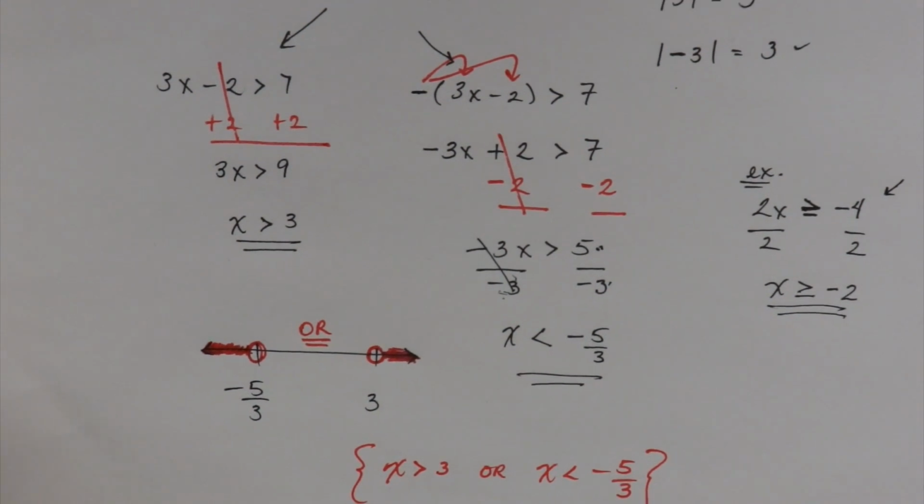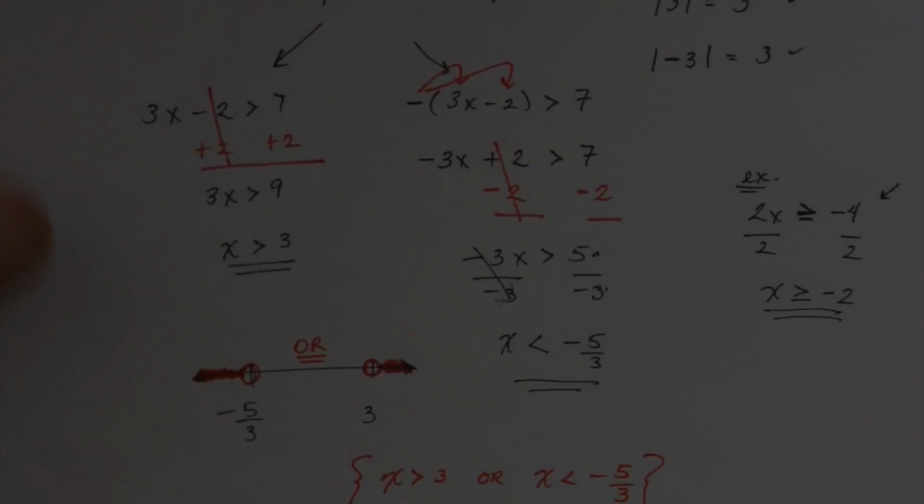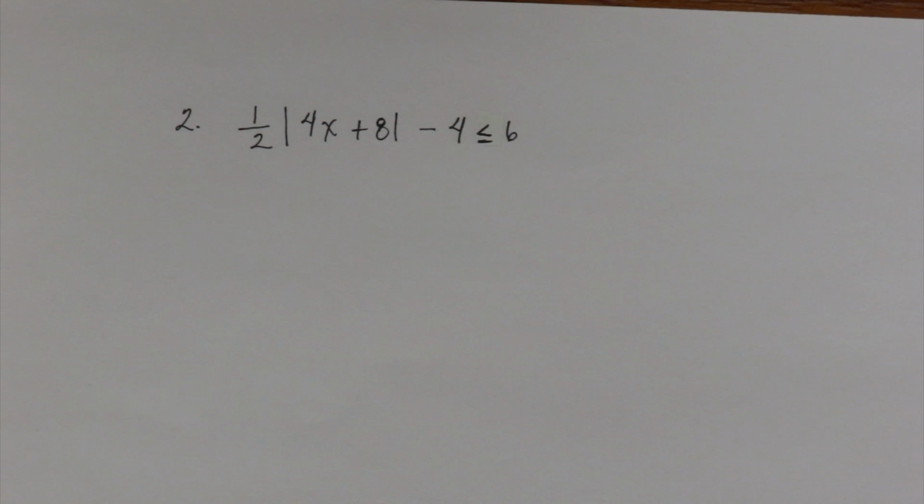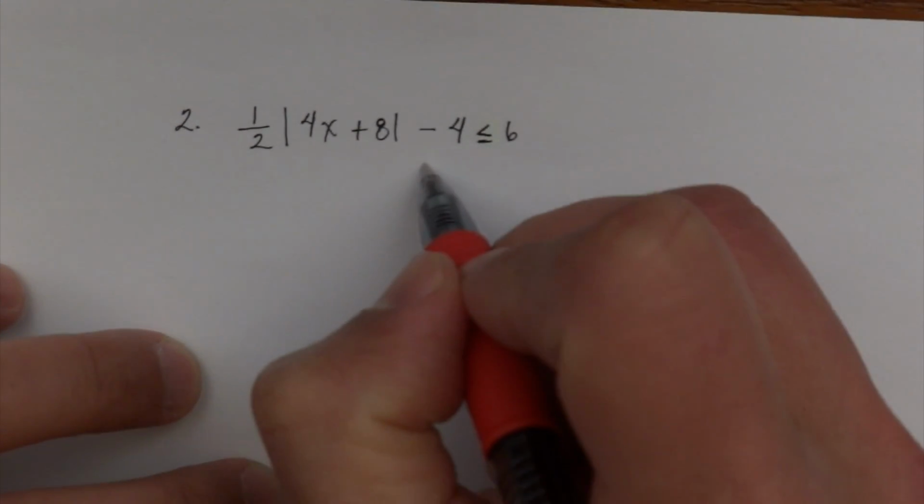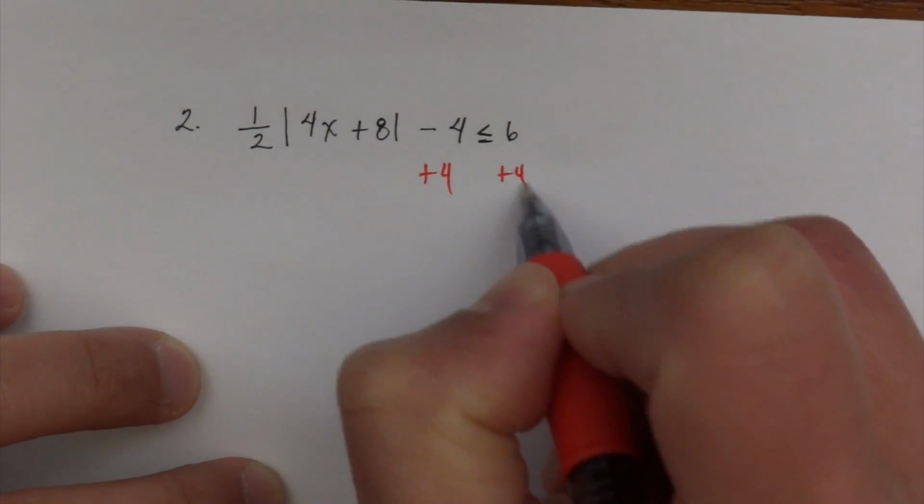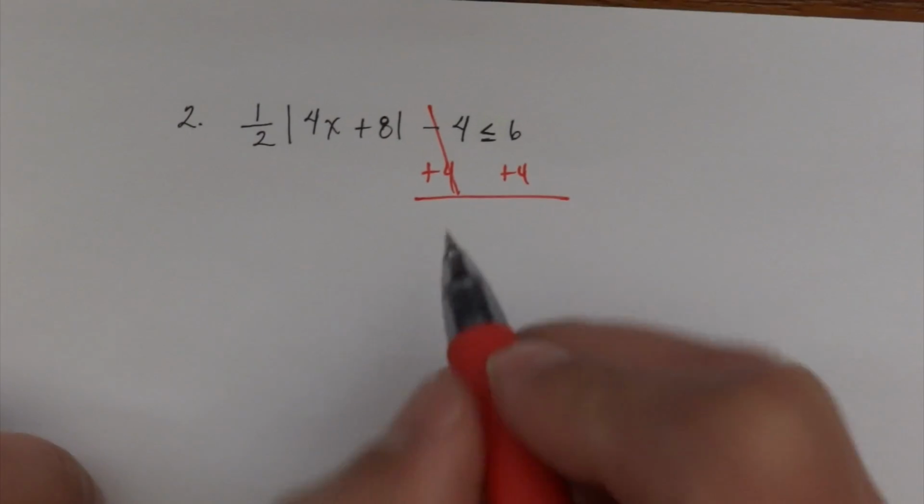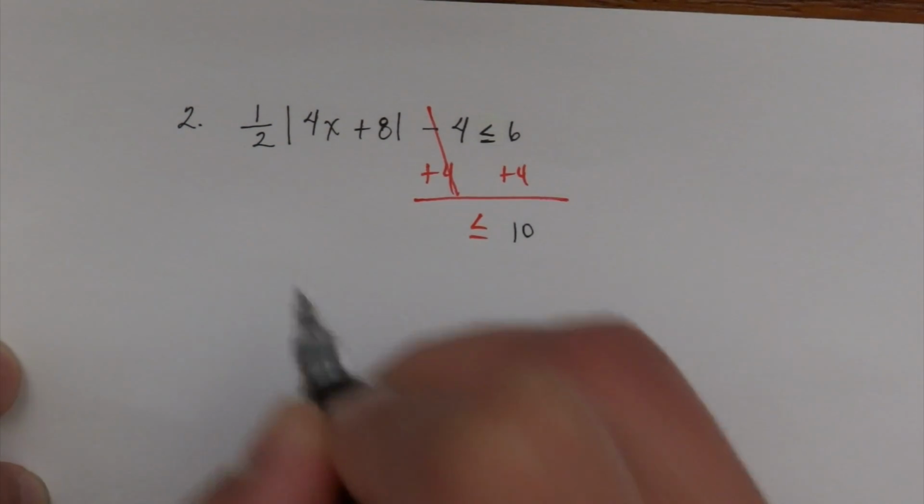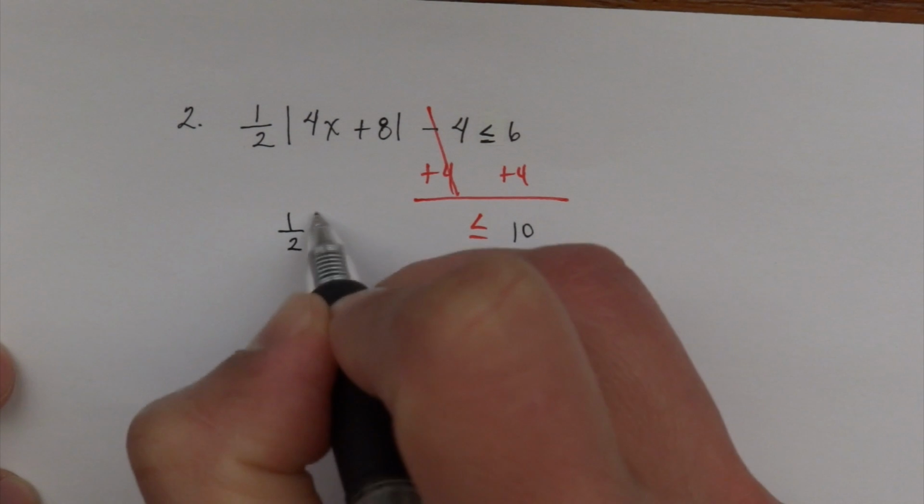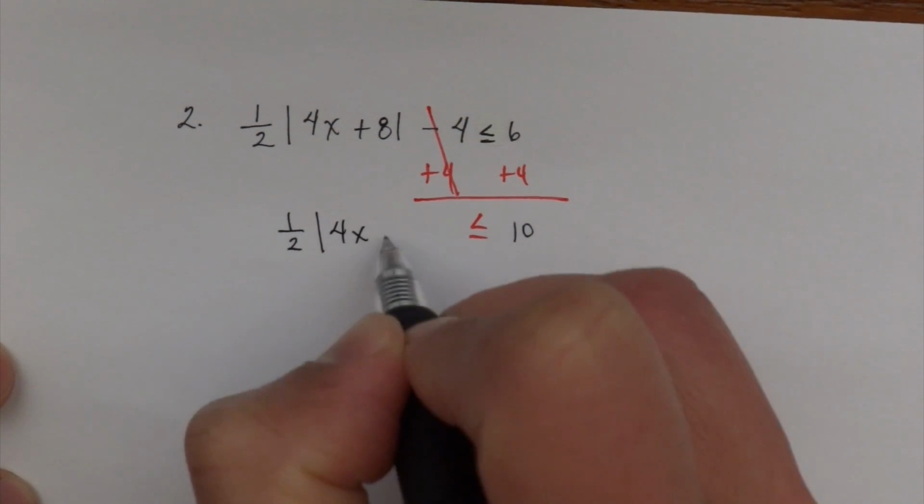Okay, let's go ahead and do one just for practice. One more. Another one much the same. Remember, we're going to undo addition and subtraction first, and we're going to add 4 on both sides. So that takes care of that guy right there. The inequality is less than or equal to now. 6 plus 4 is 10. Over here on the left we have 1/2 times the absolute value of 4x plus 8.